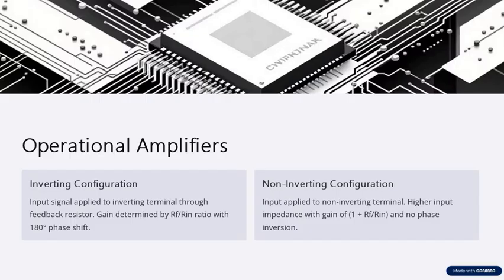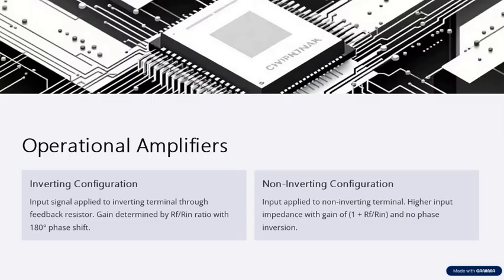The operational amplifier is further classified into inverting configuration and non-inverting configuration. In the inverting configuration, the input signal is applied to the inverting terminal through the input resistor, with the feedback resistor. Gain is determined by the ratio of RF and Rin. Similarly, in the inverting configuration, the phase is shifted by 180 degrees.